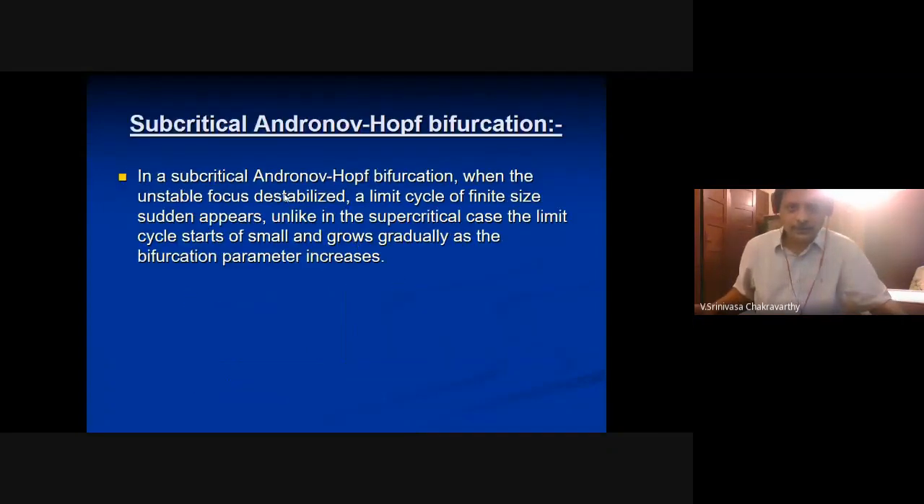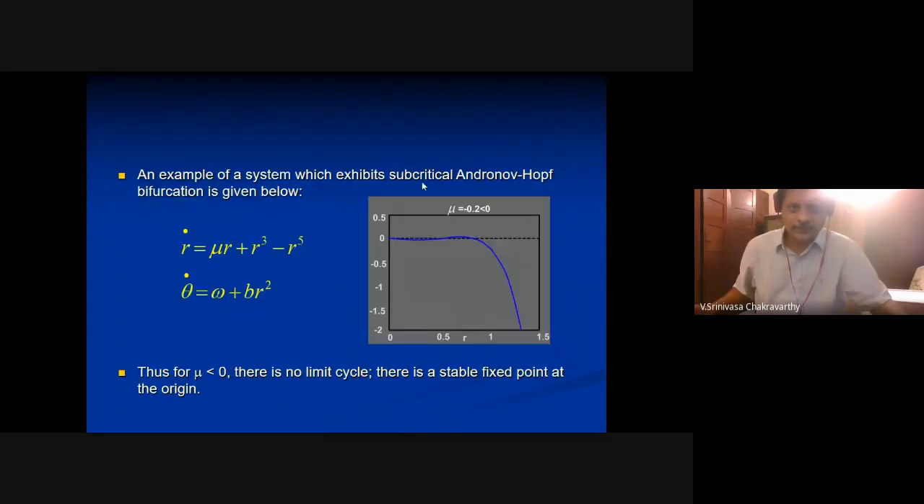Okay, so then there's another kind of bifurcation called subcritical Hopf bifurcation. This is shown by this example system, where r dot is not just a cubic nonlinearity, but a fifth order nonlinearity, right? mu r plus r cube minus r power 5. The theta dot equation is the same. So in this case, what happens is your r dot versus r plot looks like this, because it's a fifth order system.